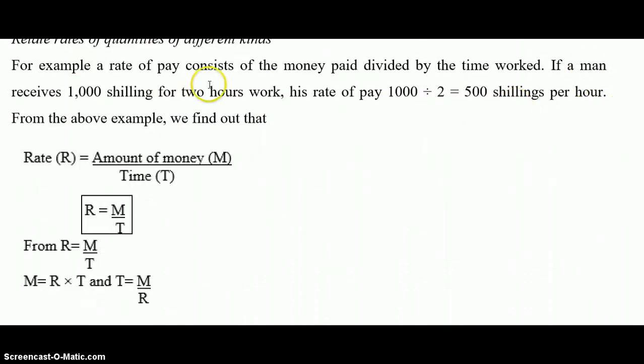Okay, we say that if a man receives 1,000 shillings for 2 hours work, his rate of pay will be 1,000 divided by 2. Mean that this 1,000 is amount of money and this 2 is a time, which is hours. Okay, from there we get 500 shillings, but this 500 shillings, this now we call it rate because this is the 500 shillings per hour. Mean that we have divided money per time, money per time.